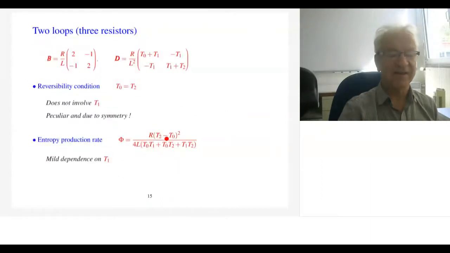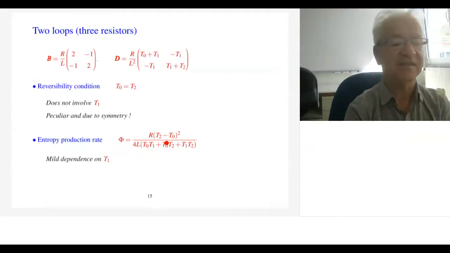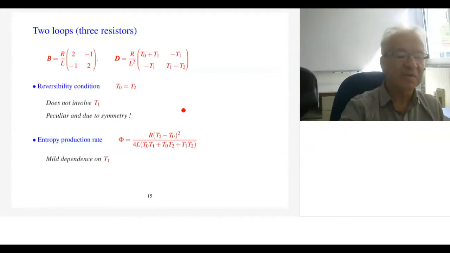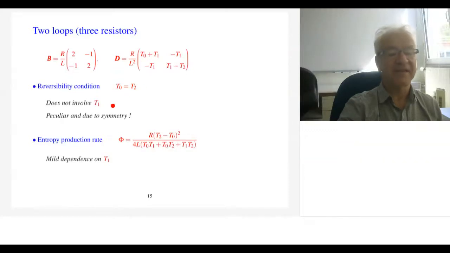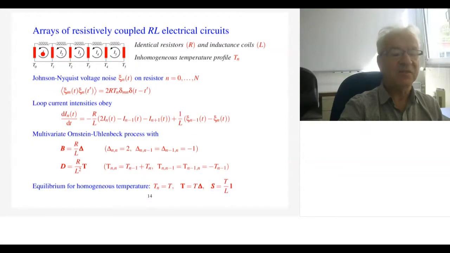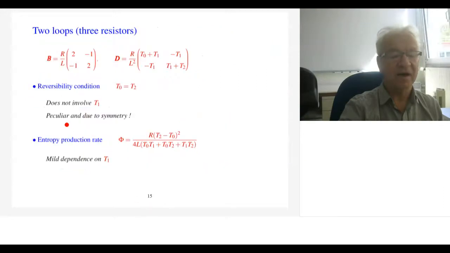Now let's look at what occurs when the temperature is not homogeneous, starting with two loops, to be simple, so three resistors. So here are the B and D matrices, and now the reversibility condition to have equilibrium, if you work it out, it reads T0 equals T2. It doesn't involve T1. So what does it mean? It means that if you have only two loops here, the system is at equilibrium if the two extreme resistances are at the same temperature, which can be different from the middle one.